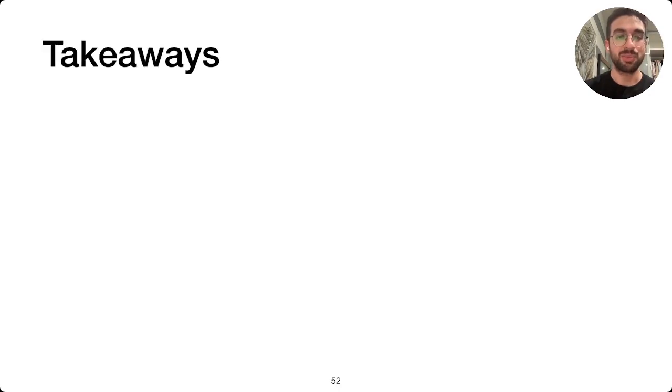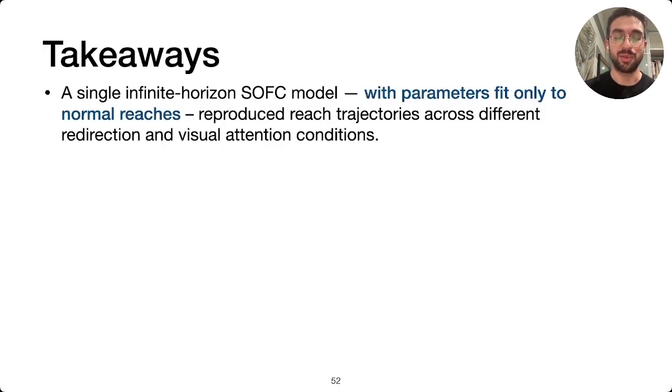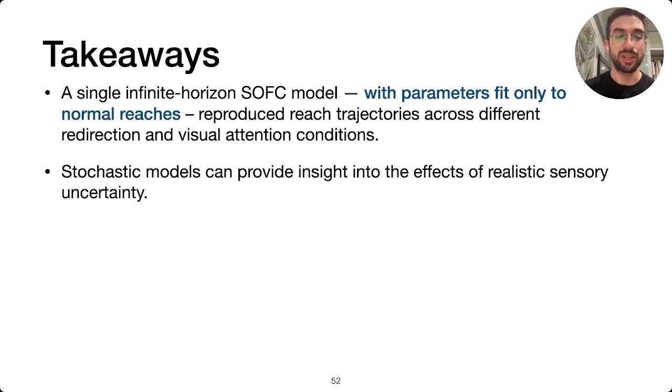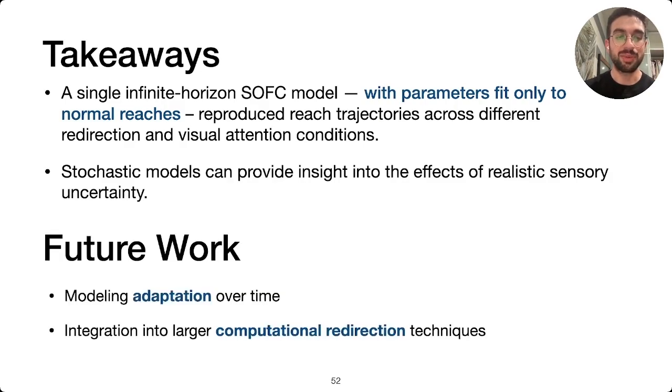To sum up, in this work, we show that a single SOFC model with parameters fit only to non-redirected reaches reproduced reach trajectories across different redirection and attention conditions. We also showed how these models can give us insight into the effects of practical sensory uncertainties. In the future, it'd be interesting to look at how a similar model could capture adaptation to redirection over time, as well as integrate into a broader computational redirection framework.